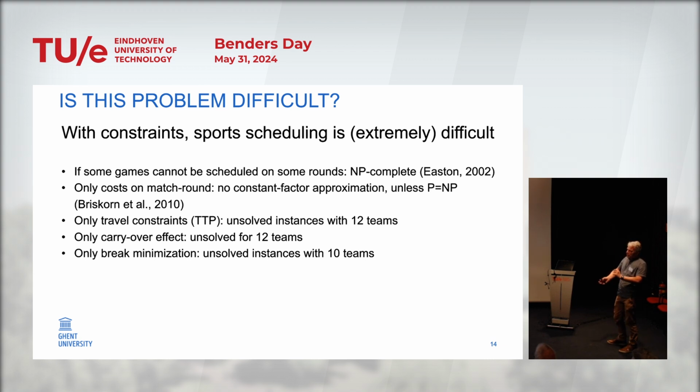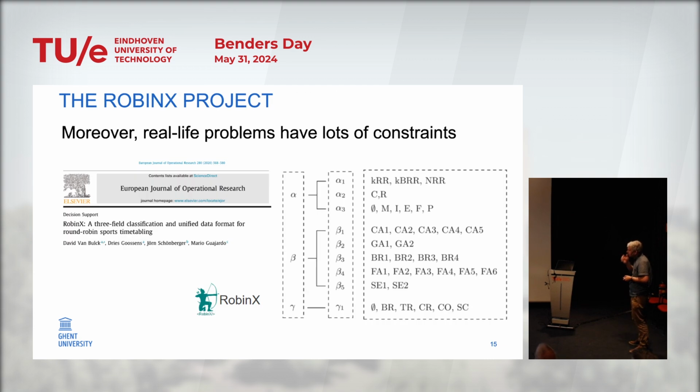If you look at only carryover effect, a kind of fairness measure which has to do with the previous opponent of your opponent, right? If you want to balance that in a fair way, well, that is a very difficult problem. It's unsolved until now for just 12 teams. If you only care about minimizing the number of breaks, remember a break is when you play 2 home games in a row or 2 away games in a row. If you only want to minimize that, well, there are still instances around with just 10 teams that have been unsolved until now. So it's pretty difficult.